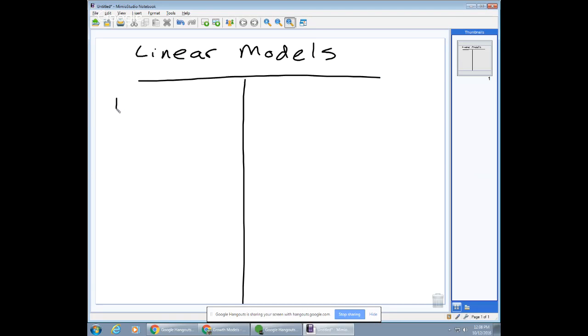And linear models could either be recursive or explicit. Recursive means step by step. Explicit means I immediately get to any point in the list.